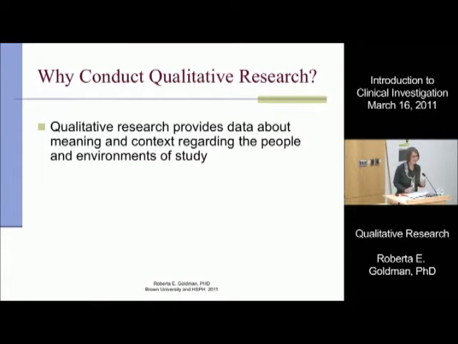I'm not ever going to say that qualitative research is better than quantitative or vice versa. It's different ways of knowing. You get different kinds of data, and when you put them together, you have a very, very strong project.